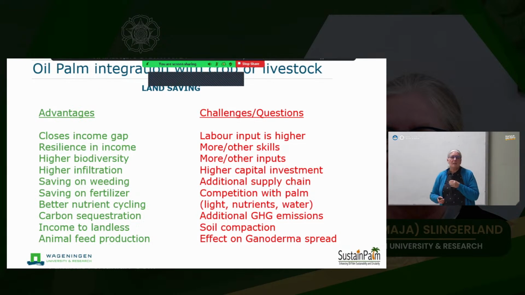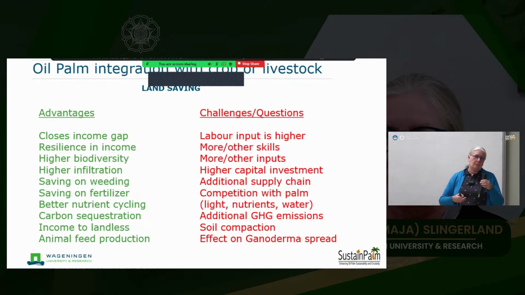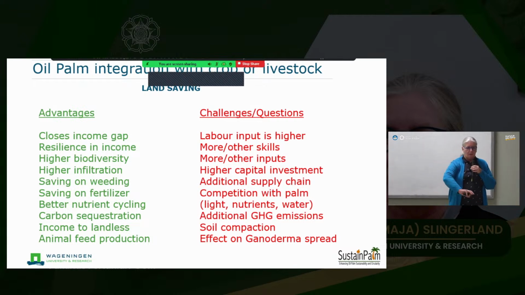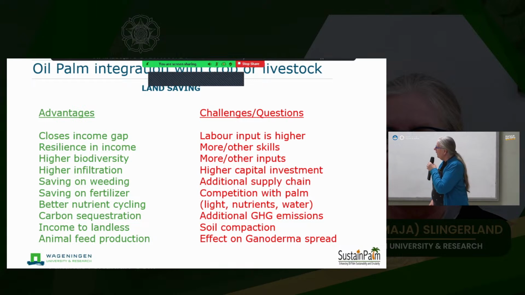It also gives you resilience in income. If you have double income, if you have different crops in one field, then if the one doesn't do well, the other perhaps does better. Or if the market of one goes down, perhaps the market of the other goes up. So you have more resilience in income. You may have higher biodiversity. You may have higher infiltration because you don't have bare soil, but you have something in between.